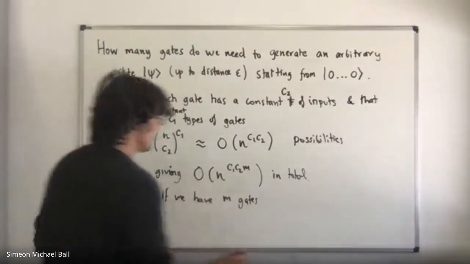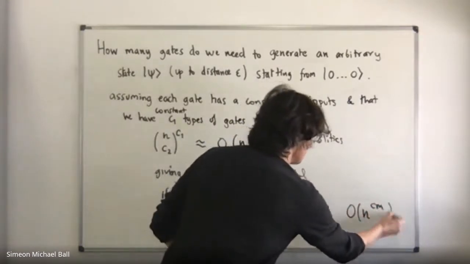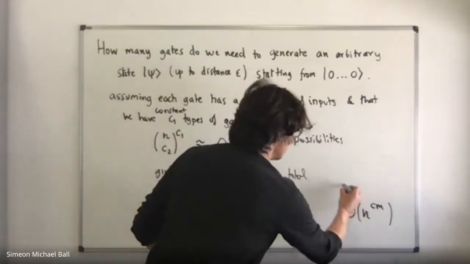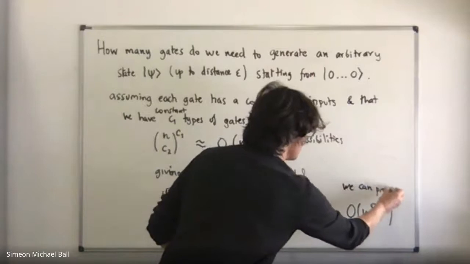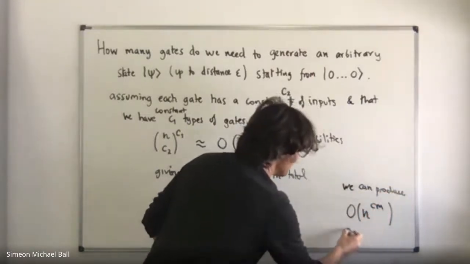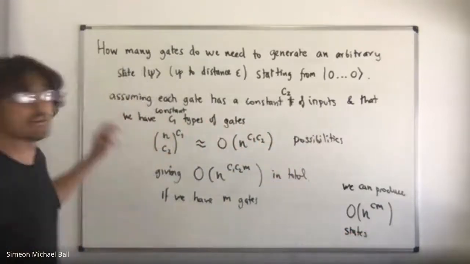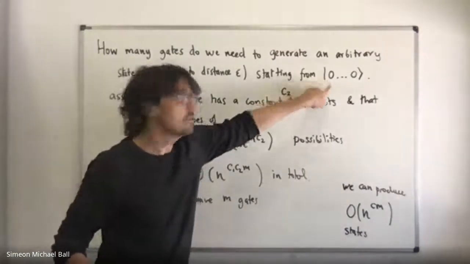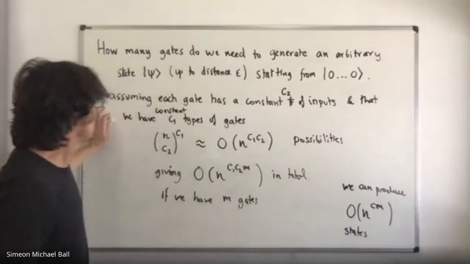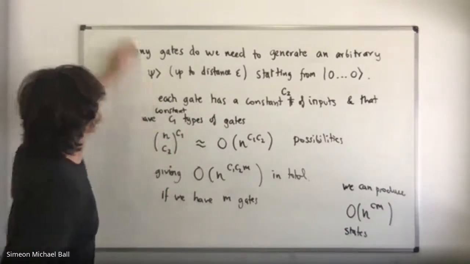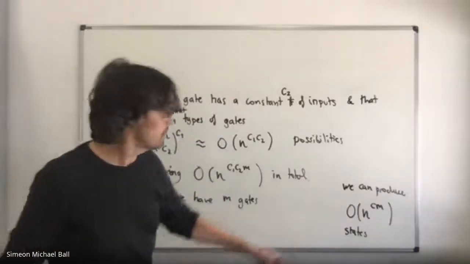So now we just got to remember that we're going to get to some constant times n in total. So we can produce at most big O of n to the Cm states under this hypothesis that we start from a fixed state 0, 0, 0, that each gate has a constant number of inputs, and we have n gates and C1 types of gates. We know they're different, but we don't know how different they are. Like if they were all super similar, right? We don't know if the states are evenly distributed in some sort of sphere, or if they're, it could be disastrous, but this is an upper bound, right?